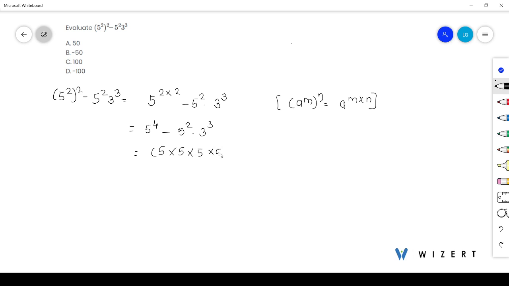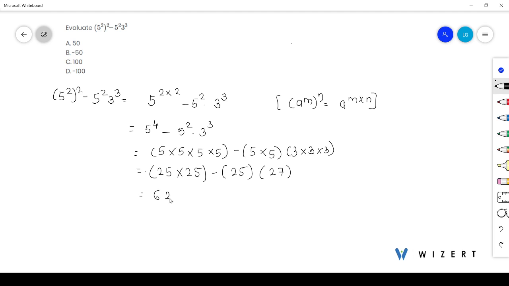means we need to multiply 5 four times, minus this 5² means 5 into 5, into 3³ means 3 multiplied 3 times. So equals 5 into 5 means 25, and again 25, minus 5 into 5 is 25, into 3 threes are 9, into 3 means 27.